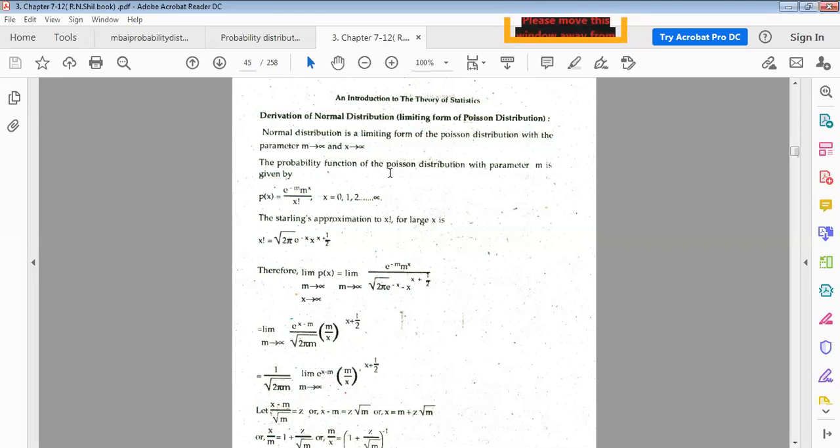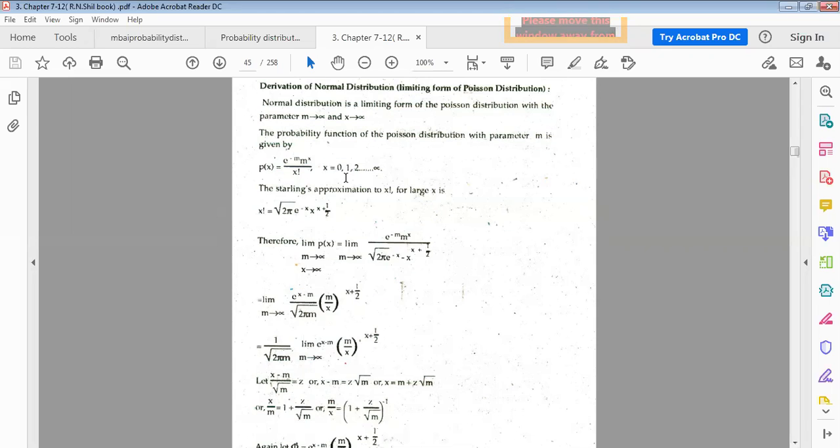The probability density function of the Poisson distribution with parameter m is given by this. We know the probability function: p(x) equals e to the power minus m, m to the power x, divided by x factorial, where x equals 0, 1, 2, and so on to infinity.